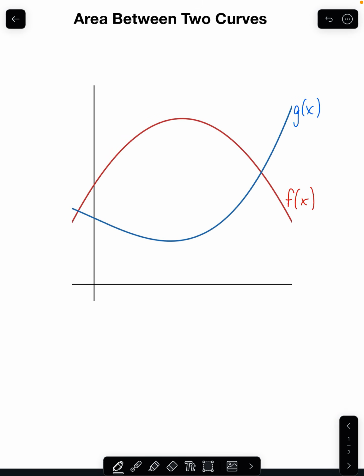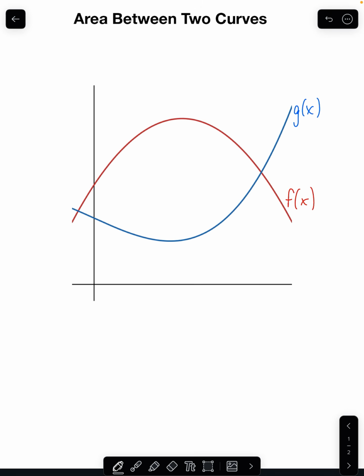Integration is used to find the area of a region, and as it is first defined, it is used to find the area between a curve and the x-axis. But is it possible to find the area between two curves?